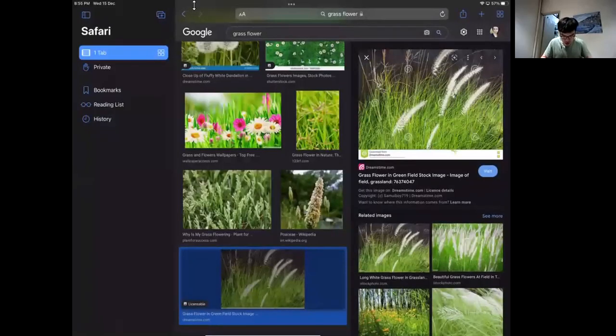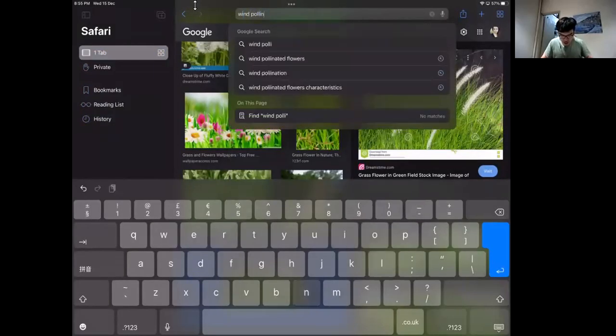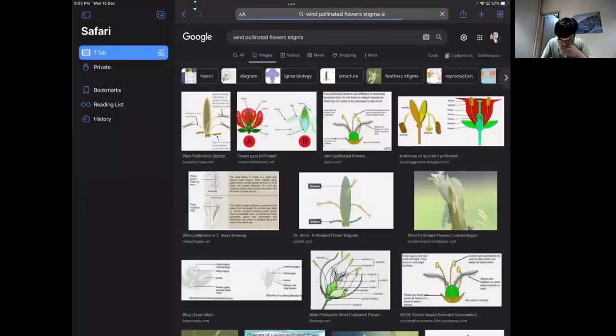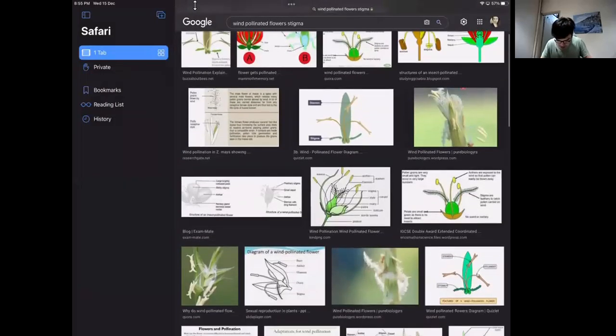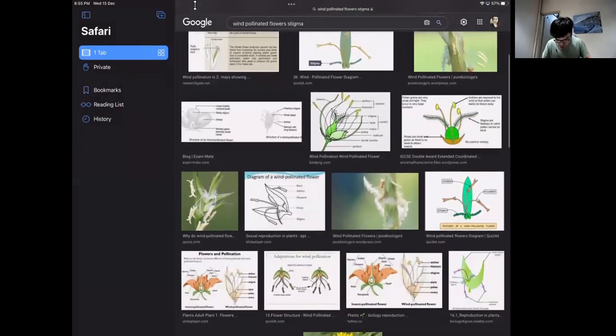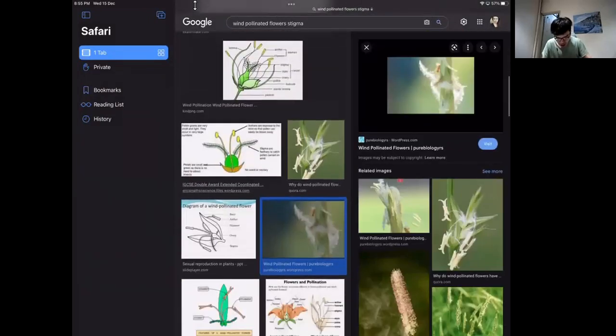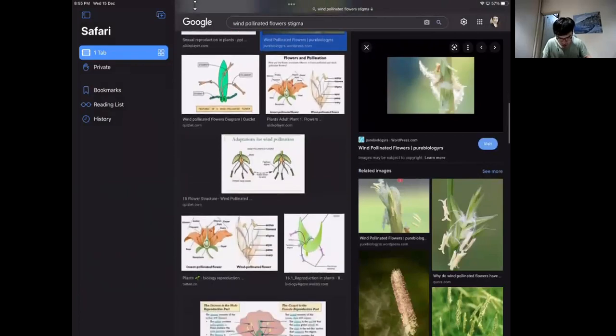Okay, so let me show this wind pollinated stigma. Wind pollinated flower stigma. Now you see, if I can show any real picture, are there? Okay, there. This was what I showed you just now. Some of the stigma, they're just outside, trying to catch any pollen grain that they can.